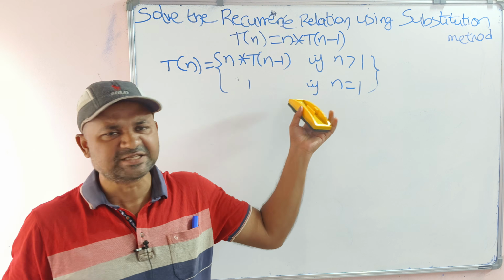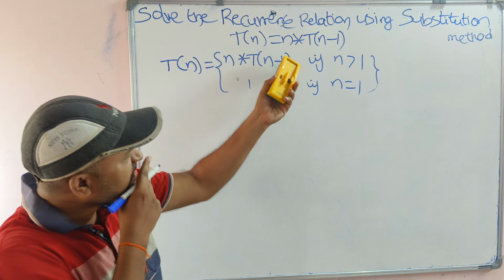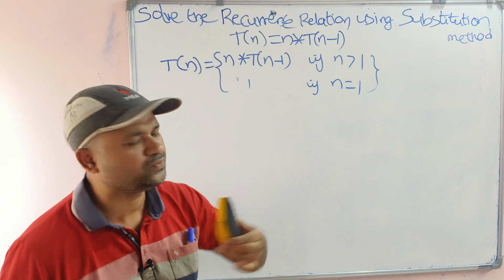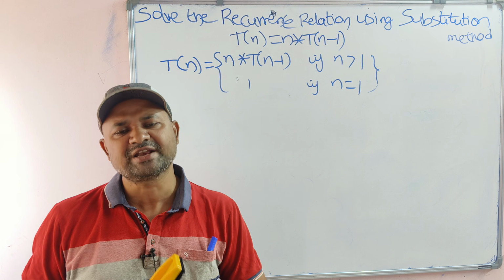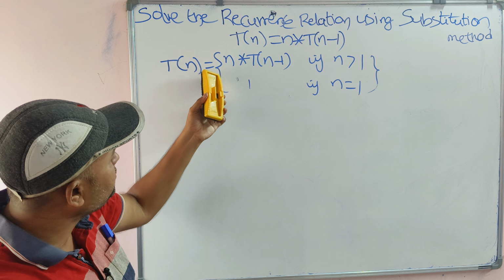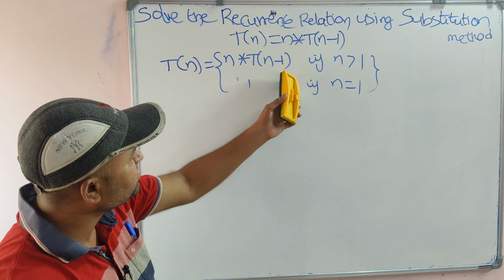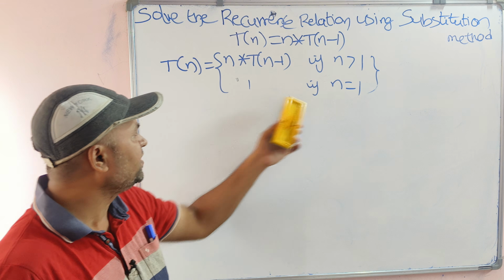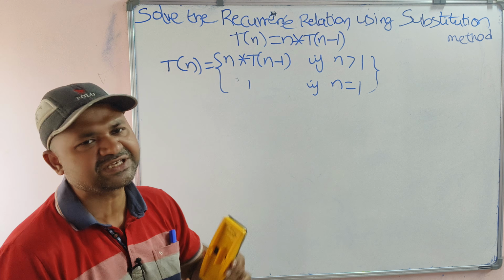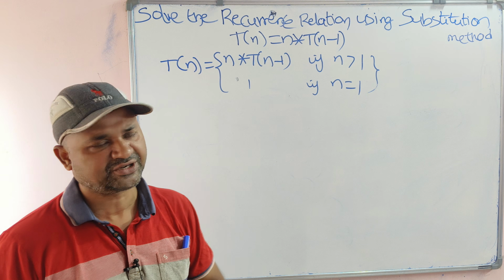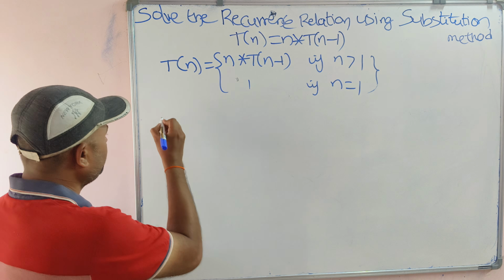Now let us solve this problem. Solve the recurrence relation using substitution method. T of n equal to n into T of n minus 1. So here the problem is T of n equal to n into T of n minus 1 if n is greater than 1, whereas if n equal to 1 then the answer is 1. So this is the base condition. This is the terminating condition. Okay. So now let us solve this problem.